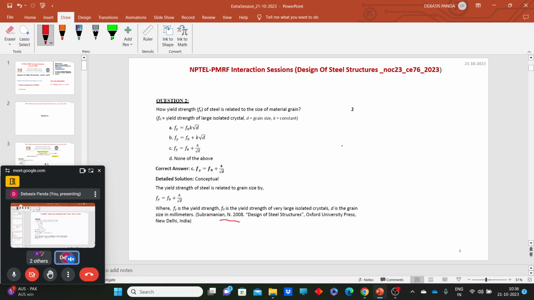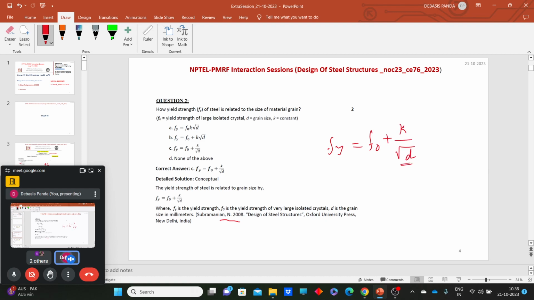Here, what I was saying is that the relation between the yield strength and grain size is defined by Fy. That means first we need to know, at the crystal level, F0, that is the yield strength of a very large isolated crystal, plus that constant upon root D.